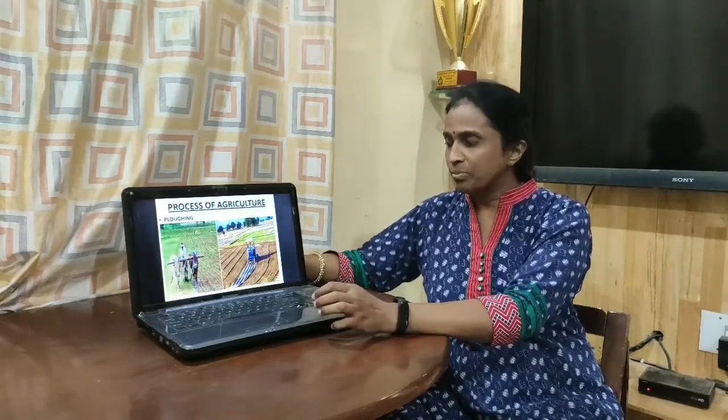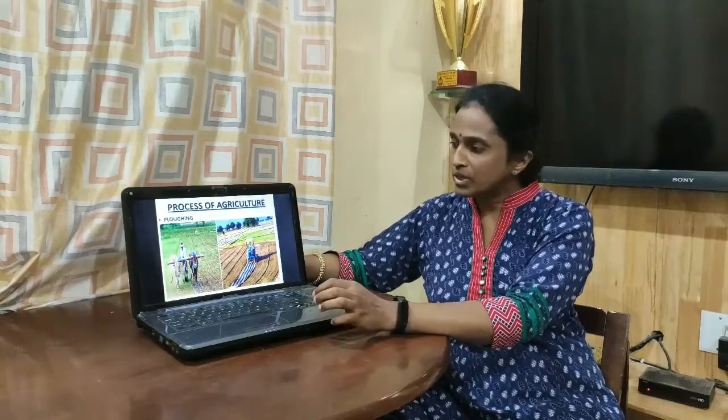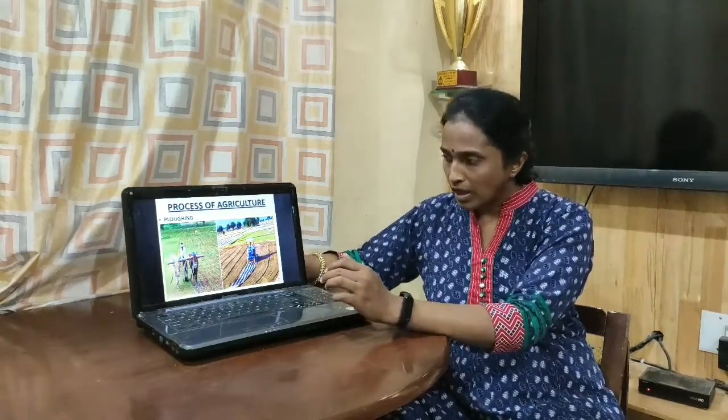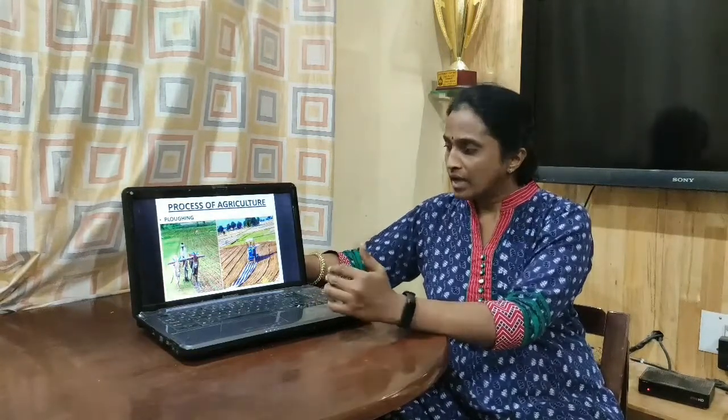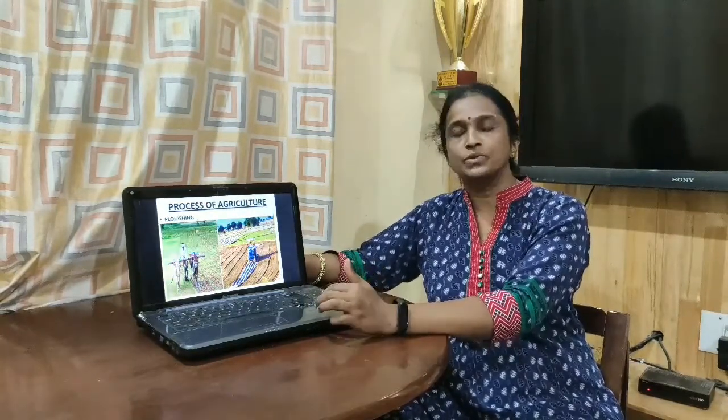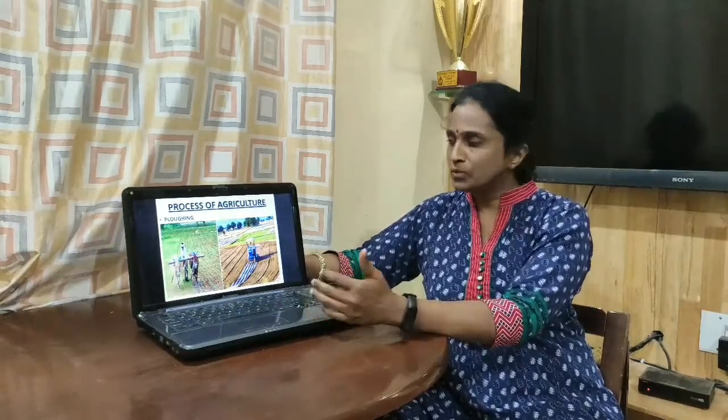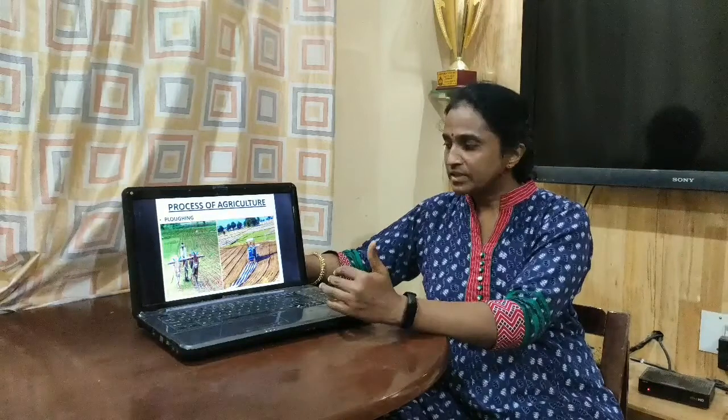Here you can see a picture of ploughing. A farmer is using animals, bullocks, to plough the field, and in another picture, a farmer is using a tractor. So you can understand that we can use animals and also a tractor to plough the field. This process helps the farmer to loosen the soil, and it helps the crops to grow well.